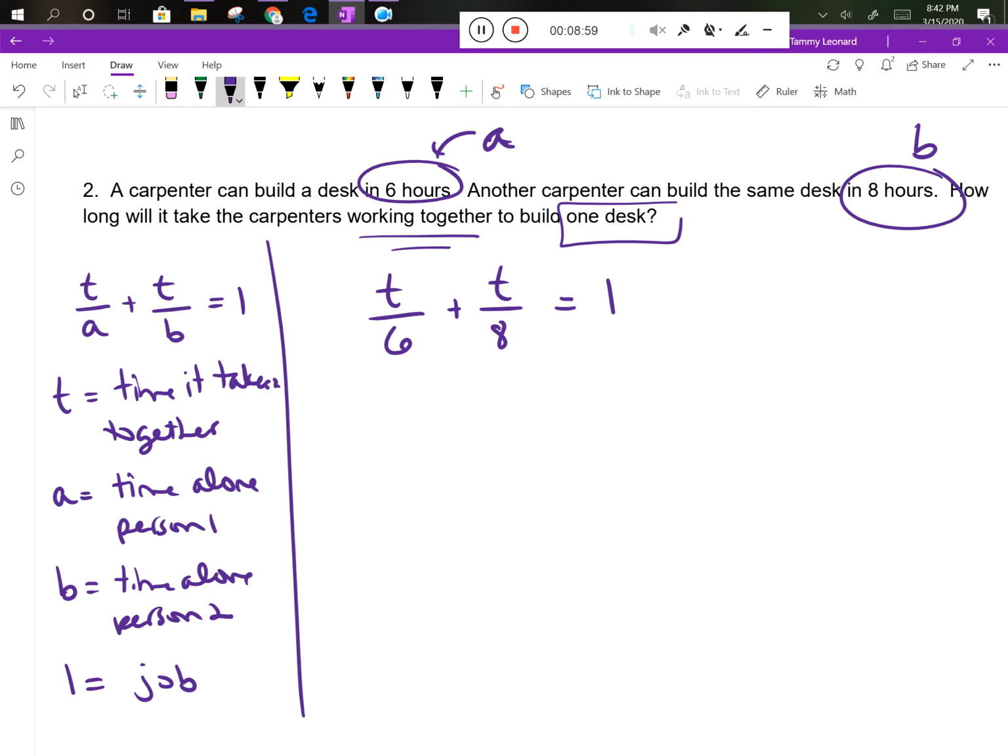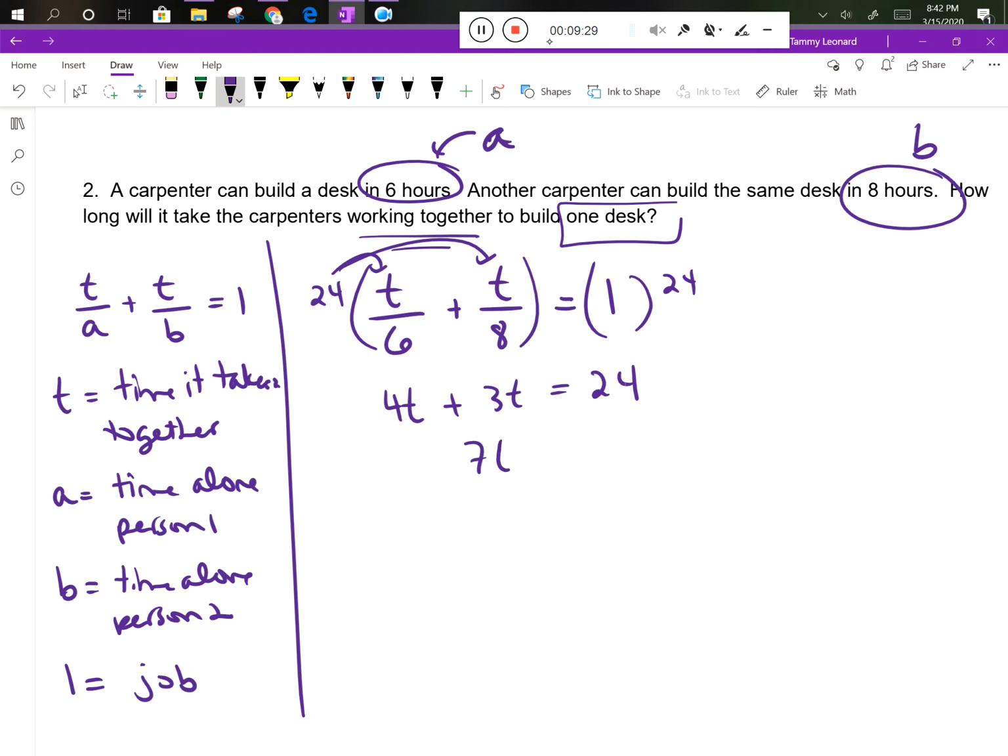All right, so if I look at this, I need a common denominator. The least common multiple of 6 and 8 is 24, right? 48 might have popped into our mind, but 24 is a smaller number. The smaller, the better. So when I distribute on the left, 24 divided by 6 is 4, so this is 4t. When I distribute to the second term, 24 divided by 8 is 3, so this is plus 3t. And on the right, 1 times 24 is just 24. Well, I get 7t is equal to 24 when I simplify, and then I divide both sides by 7.